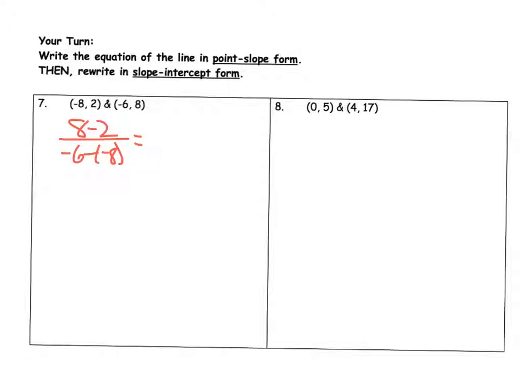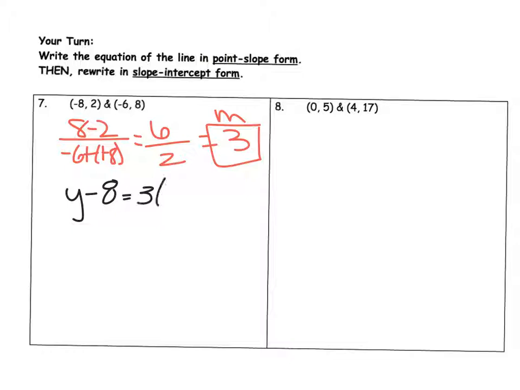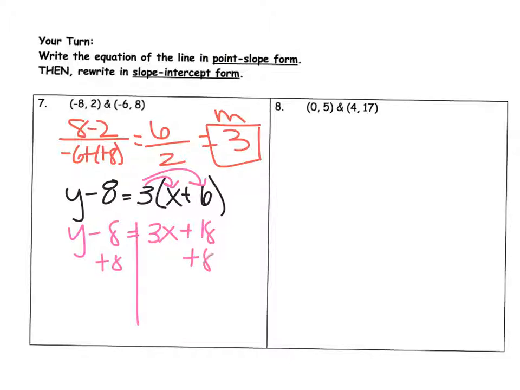It's going to give me 8 minus 2, which is 6, and negative 6 minus a negative 8 is negative 6 plus a positive 8, which is a positive 2, which is a slope of 3. Write my equation in point-slope form. y minus 8 is equal to 3 times x plus 6. Convert this equation into slope-intercept form by distributing your slope into your parentheses and add 8 to both sides to isolate your y. You get y is equal to 3x plus 26.